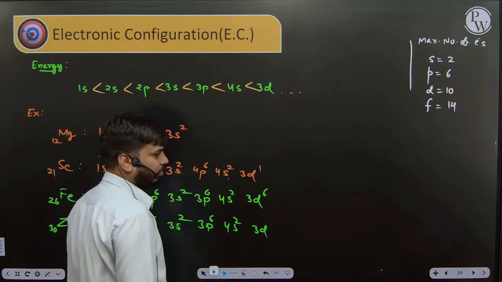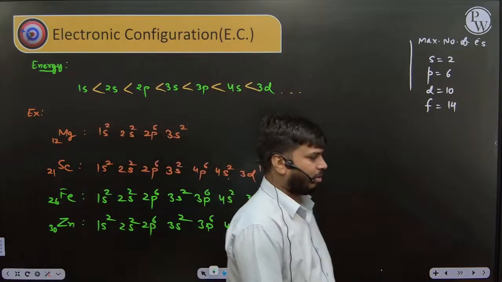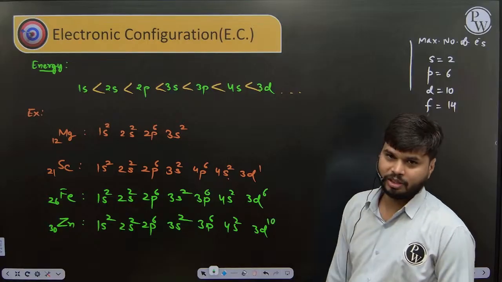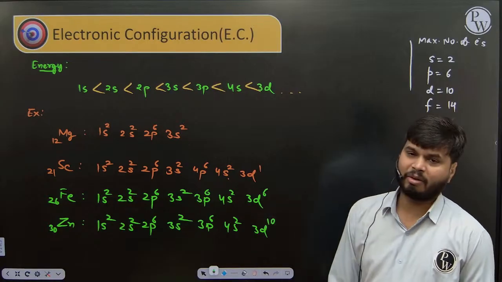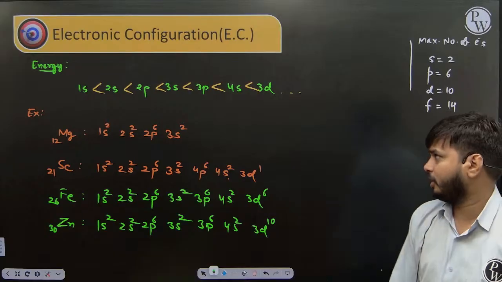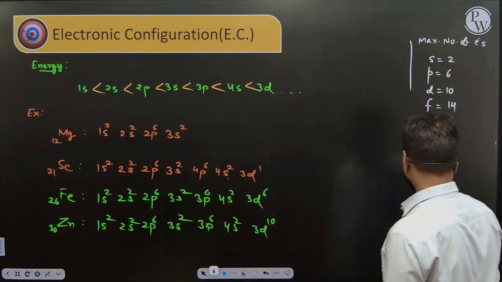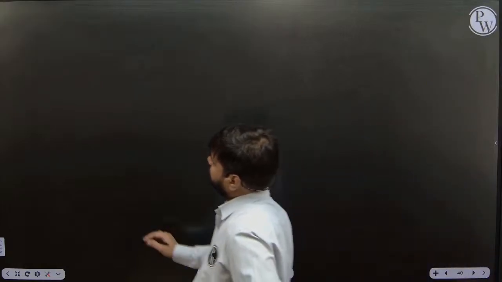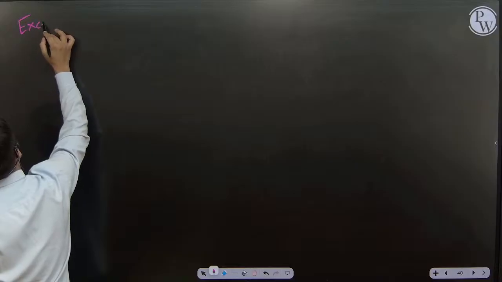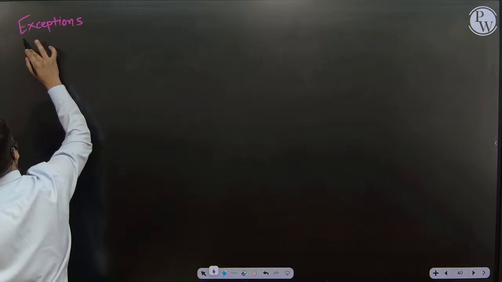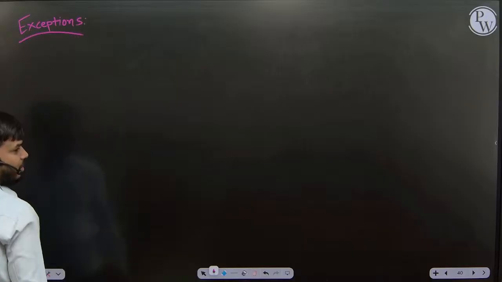Now we have to fill 10 electrons more. We can put 10 electrons in the 3d. So this is how we are going to write the electronic configuration, which is very easy. Now let's also talk about the exceptions. Exceptions in the electronic configuration. Okay, exceptions. So let's talk about the exceptions.